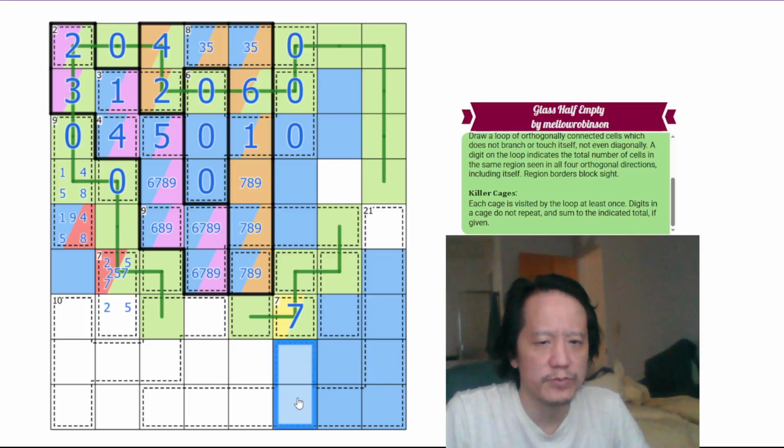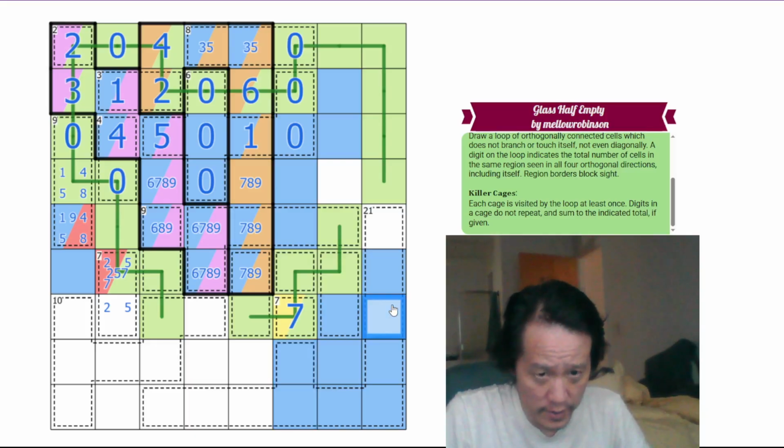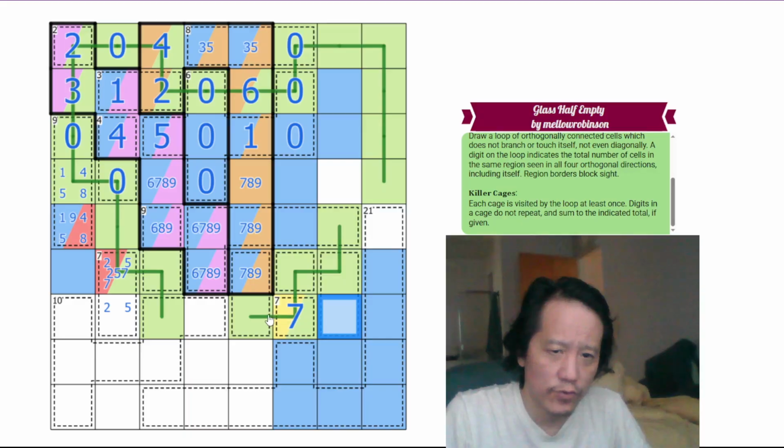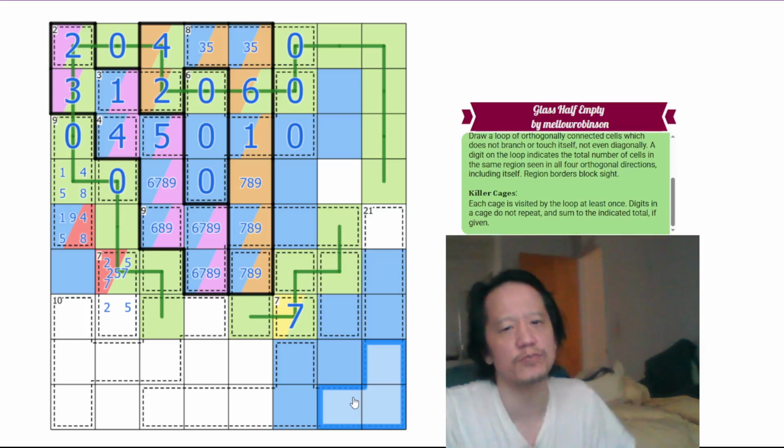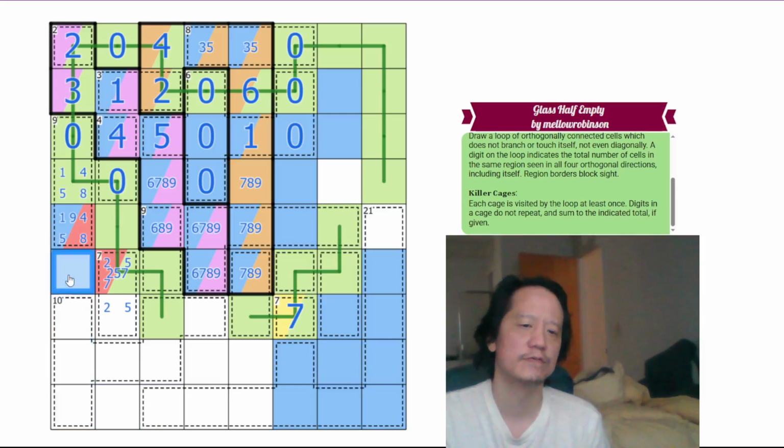But if that's the case, it would be 1, 2, 3, 4. So 1, 2, 3, 4, 5, 6. But the problem is 3 digits would be off the loop. Well, I guess it could be part of red.